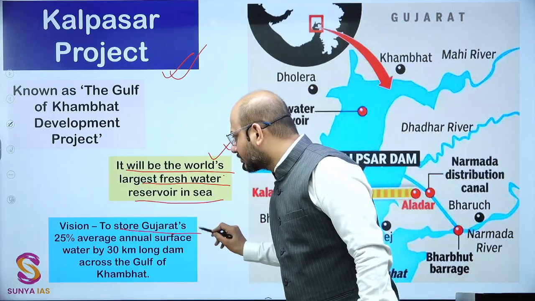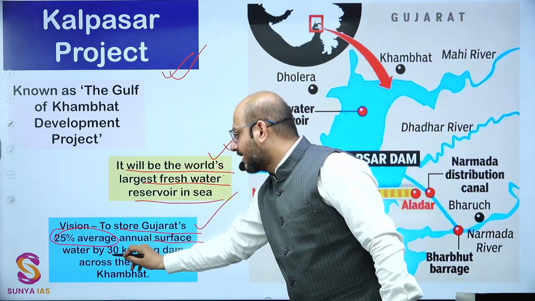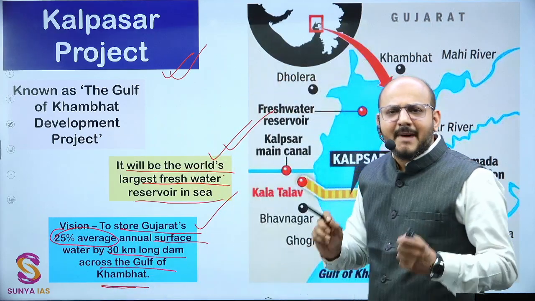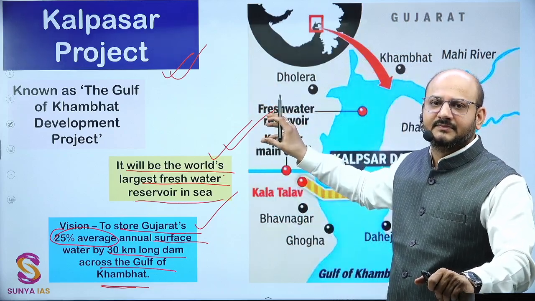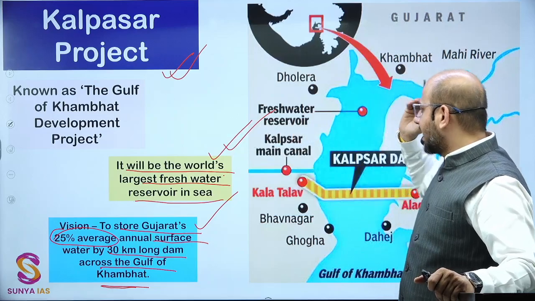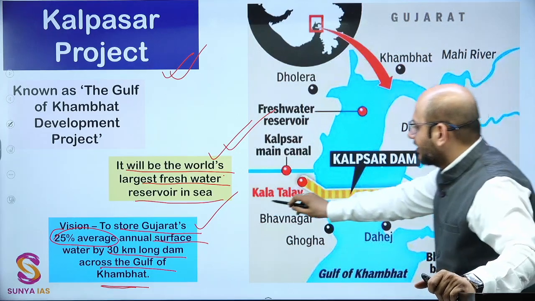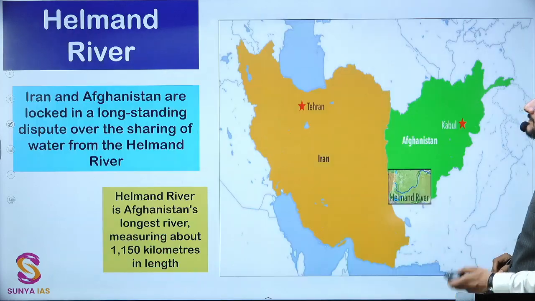Vision to store Gujarat's 25% of average annual surface water by a 30-kilometer long dam across the Gulf of Khambat. A match the column question will come in the examination regarding Kalpasar Project, Gulf of Khambat. If that much you remember, you can do that. Okay. Aladar and Kalatalav freshwater reservoirs will be built over here.